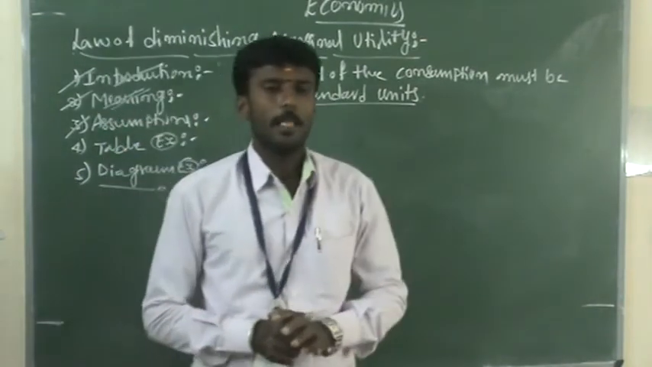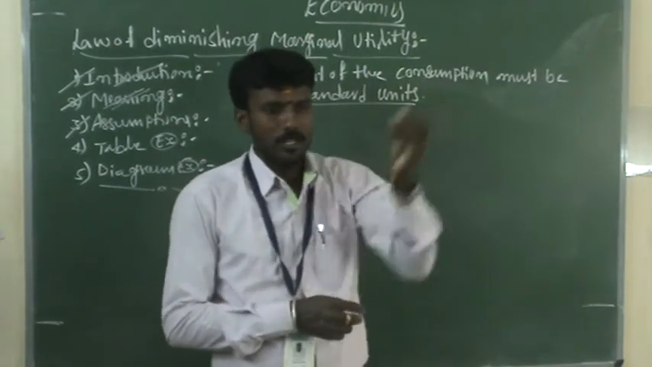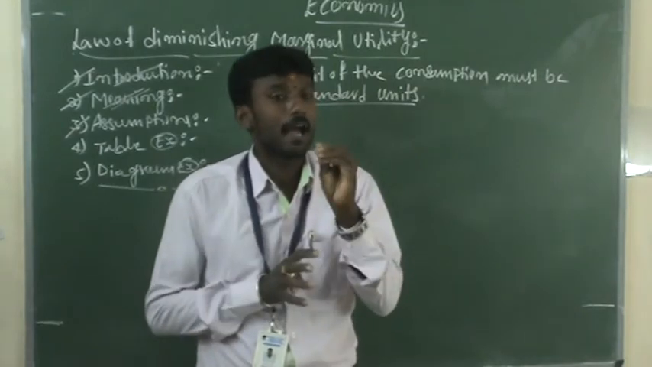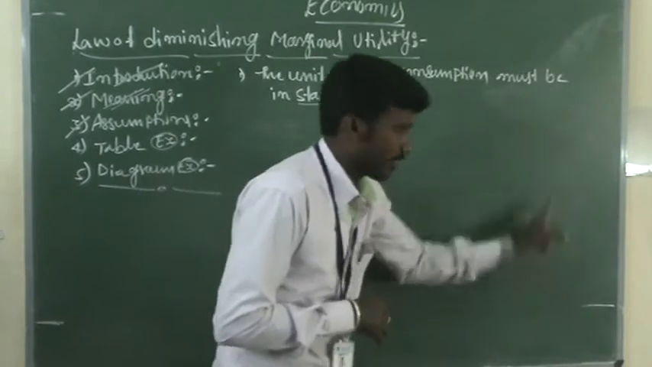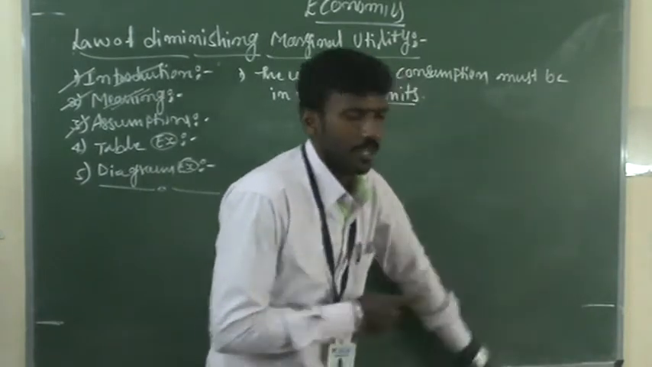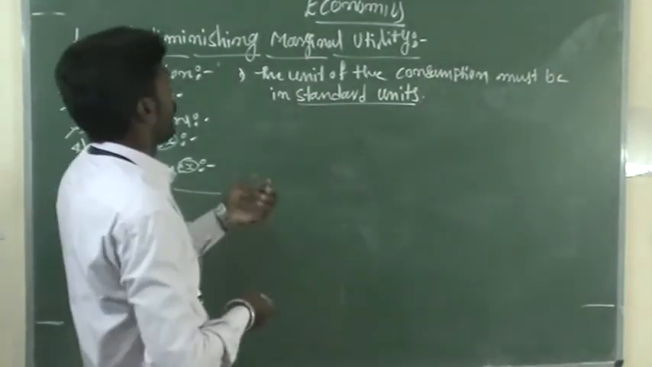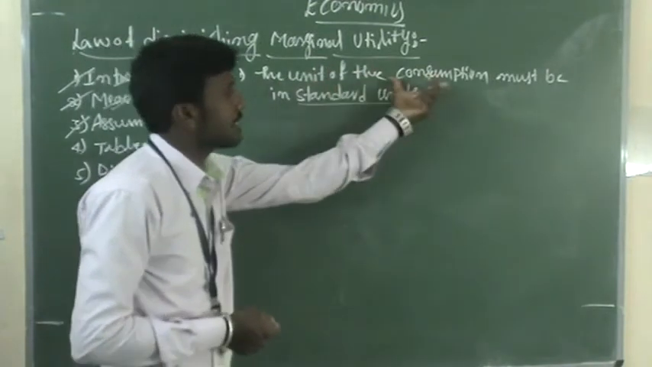See, for example, let us have apples. Big size apples are also available, small size apples are also available, but here we are going to consider standard ones. It means let us have 5 apples of the same size, same color, same taste, like that I am saying here. Okay, so that is the first assumption of the LDMU: the units of the consumption must be standard.